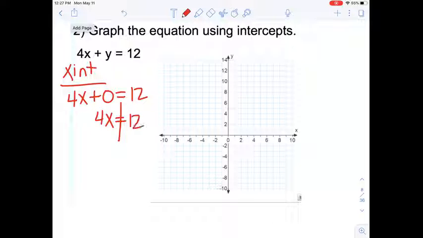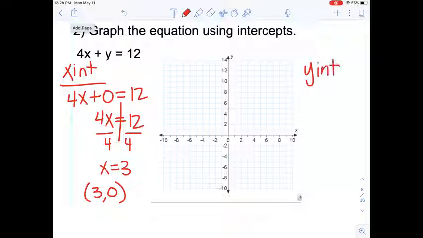So really the 0 doesn't mean anything. I'm going to write 4x equals 12. And now to get x by itself, I'm going to divide both sides by 4. And that leaves me with x equals 3. Then I need to write that as an ordered pair. Remember, we write an ordered pair as x then y. We know our x value is 3, and we plugged in a 0 for y. So we write that as 3, 0. And there's my x-intercept.